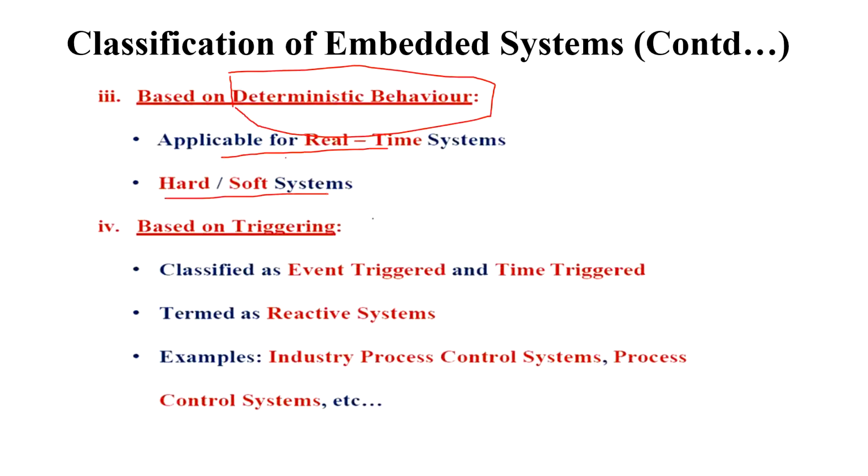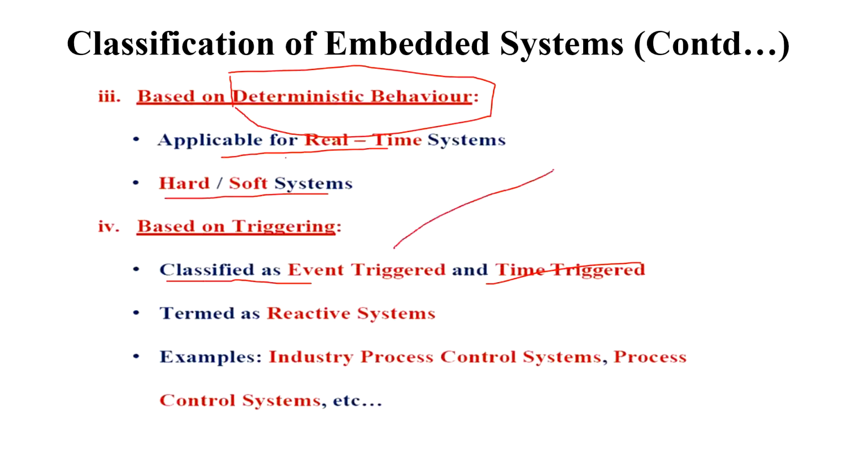Okay, next one we are having is based on triggering. So these are classified as event triggered or time triggered, right? So what do you mean by event triggered? Any system which is triggered because of an event is called event triggered. Any system which is triggered because of time is called time triggered. Okay, so what is event triggered?